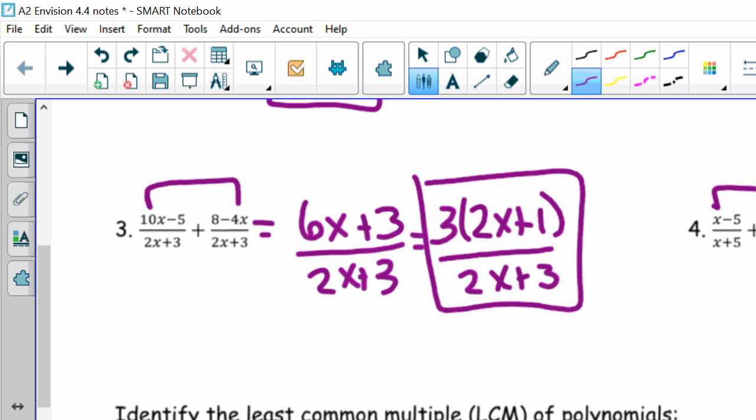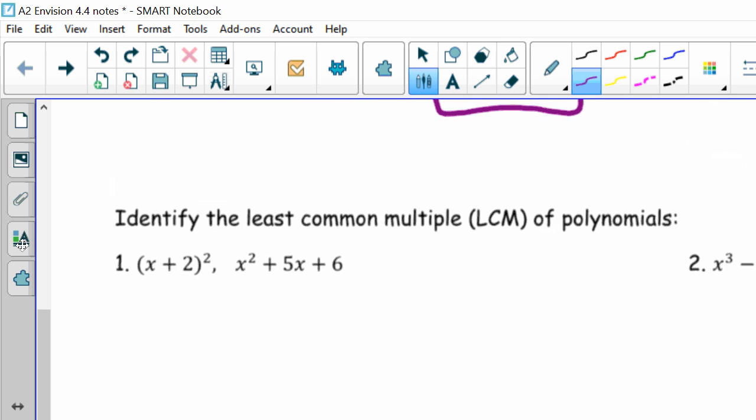All right, so now we're going to practice identifying the least common multiple of polynomials. Okay, so number 1, x plus 2 quantity squared, x squared plus 5x plus 6. So I need to go ahead and factor x squared plus 5x plus 6 if I'm finding the LCM. So what can I multiply together to get 6, but add to get 5? Positive 3, positive 2.